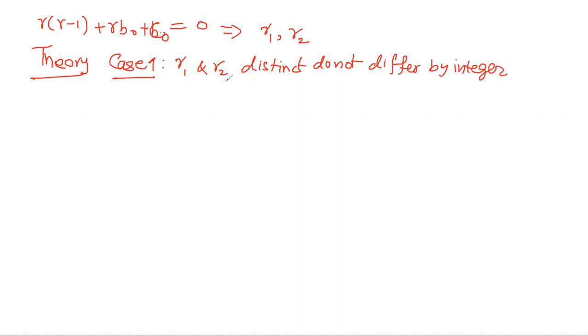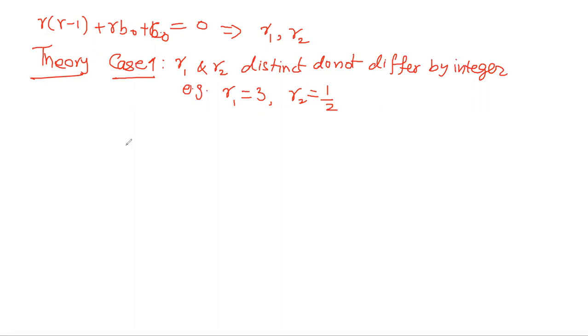So what is the meaning? For example, if r1 is 3, then r2 may be 1 by 2 or any other value. So r1 and r2 are different from each other, but they are not different by an integer value. They differ by some non-integer value. 3 minus 1 by 2 is 5 by 2. So this is case 1.